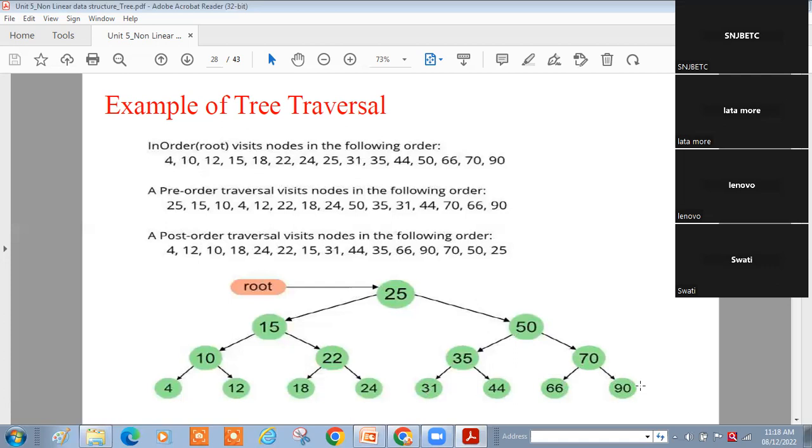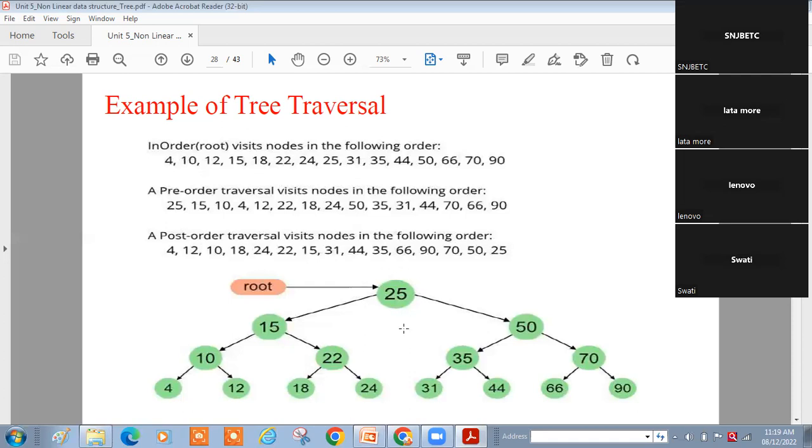Now after in-order traversal, next is pre-order. Let us see about pre-order. Observe it carefully. Now I am doing pre-order. Pre means the root comes first. So in this diagram, the root is 25. The root comes first, so I have written the root.